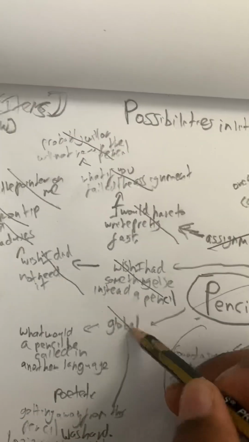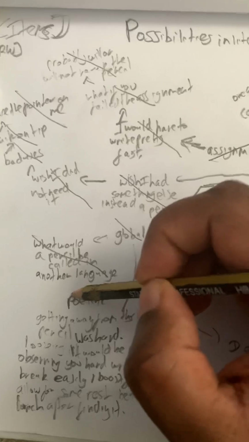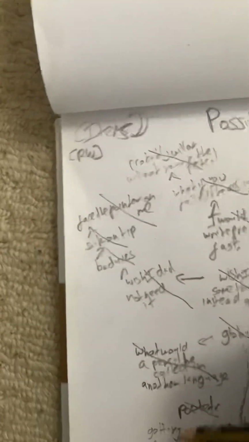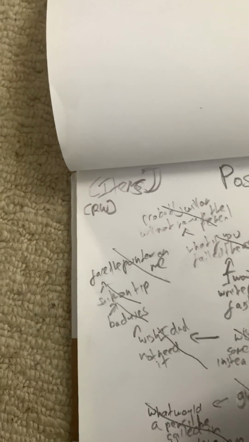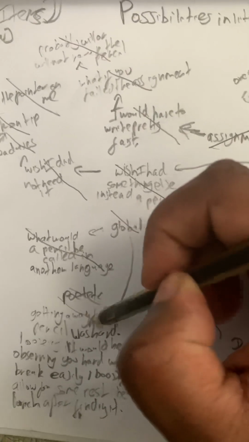Maybe facing the pointer towards you before you get to writing. You can think about the global possibilities. What is a pencil called in another language, for example? The poetic uses, why you would want to get away from this pencil. Maybe the pencil has a bad design.